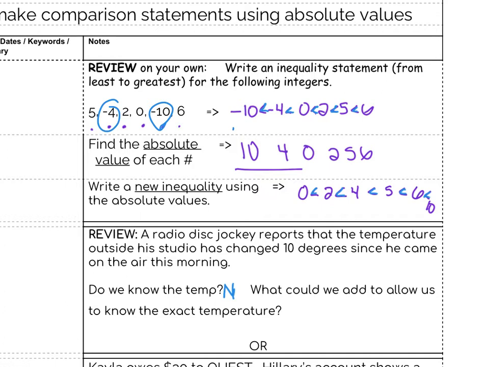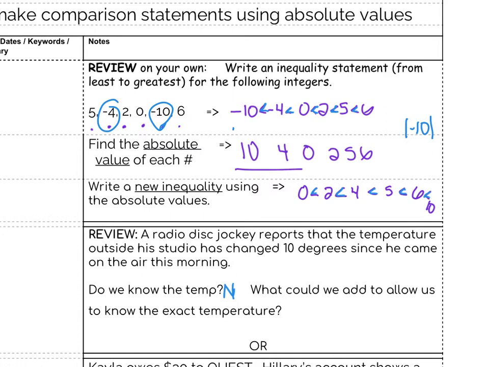Then the absolute value. Remember, the absolute value, and I'll do negative 10 like that. So that reads the absolute value of negative 10. And remember, that is just the distance from 0. So we know that it's 10 units from 0. Negative 4 is 4 units from 0. 0 is 0 units from 0, etc., etc.